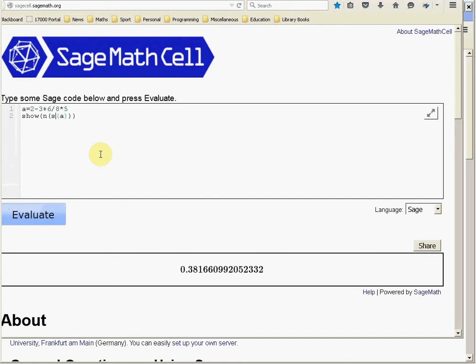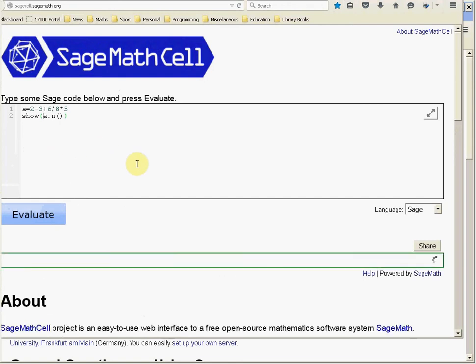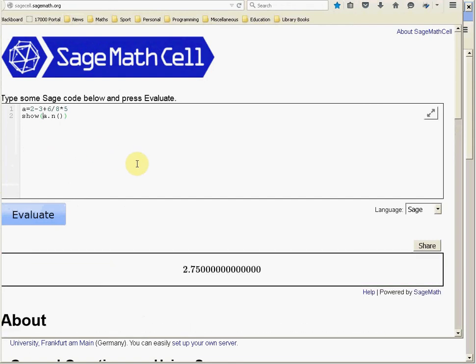So let's go back here and get rid of the n function, and with a method you go a dot n, and I think I've got a few too many brackets there, so there we go. So that's the same, it's the numerical approximation. Take a and apply the numerical approximation method to it. And when you do that, you get 2.75 as before.